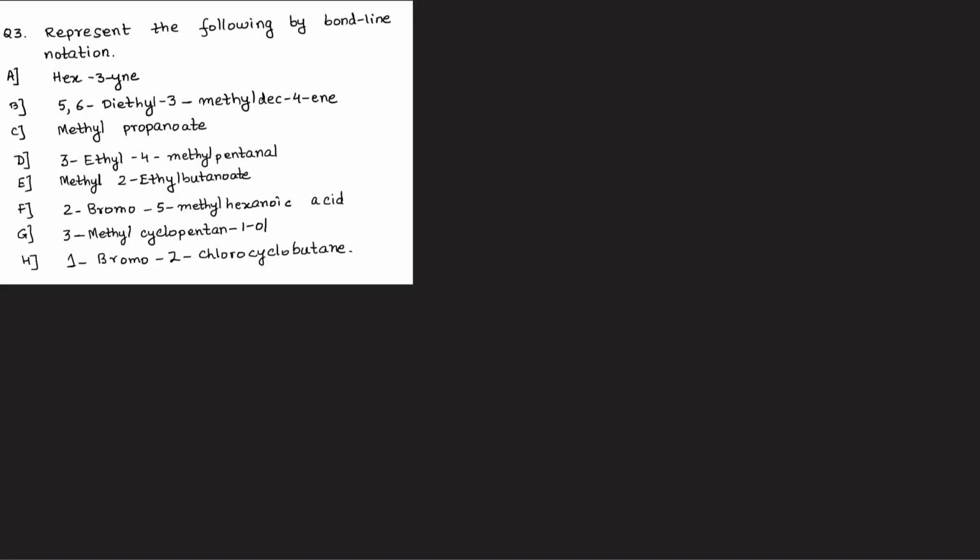Let's get started with the first structure, that is hex-3-yne. In other words, my compound has 6 carbon atoms: 1, 2, 3, 4, 5 and 6. Yes, what I am representing right now is the structural formula. This is not the bond line notation. We are coming to the bond line notation. We will decipher it from here.